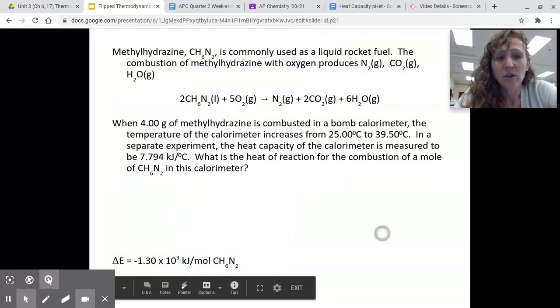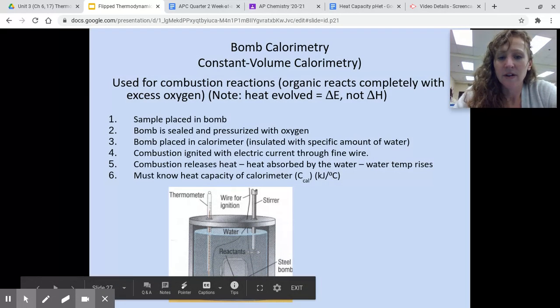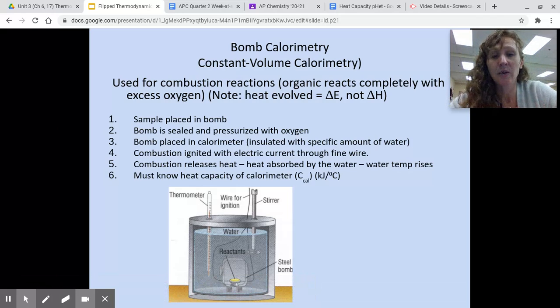Okay, so that is all of the concepts that I want to touch base with before we jump into calorimetry. After we deal with calorimetry and hash out our practice problems, go through the lab, then we'll go on to the rest of Chapter 6 and merge into Hess's Law.